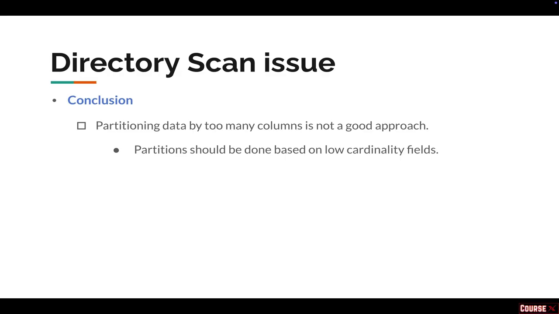Partition should be done based on low cardinality fields. Cardinality means what are the different values a particular column has. So if we want to partition a dataset, make sure that it doesn't have too many unique values, so Spark will not create too many directories for the partitionBy operation, right?